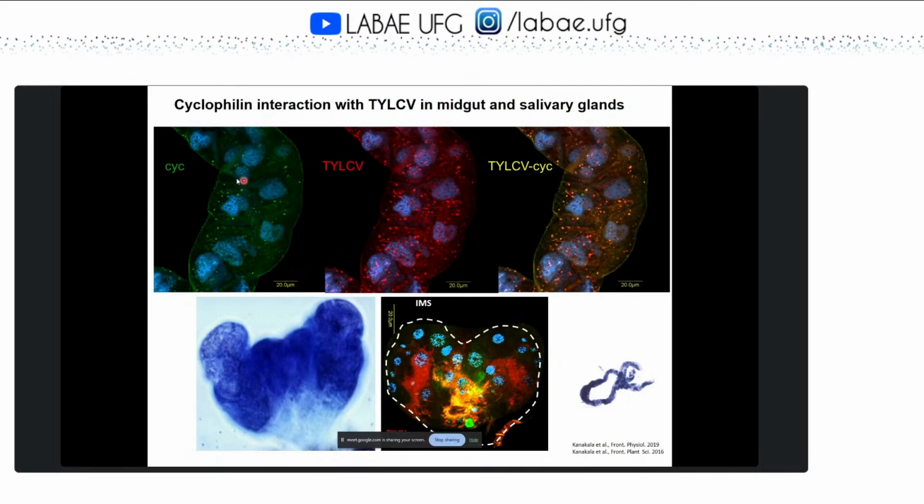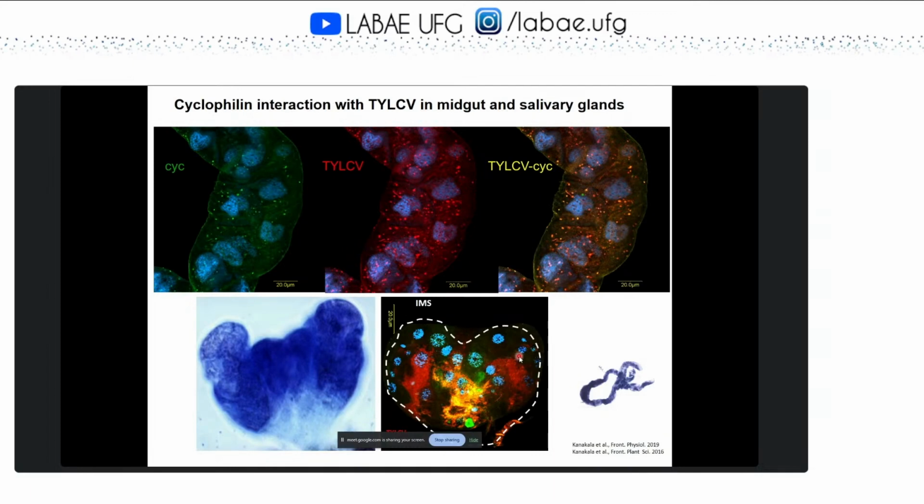So you can see here a portion of the midgut, and the green dots that you see are cyclophilin. This is also immunostaining with antibodies. And in red, you see TYLCV, the virus. And when you do the overlap or the merge of both of these photos, you can see that TYLCV mostly co-localizes with cyclophilin in the gut. And the same I think happens also in the salivary glands.